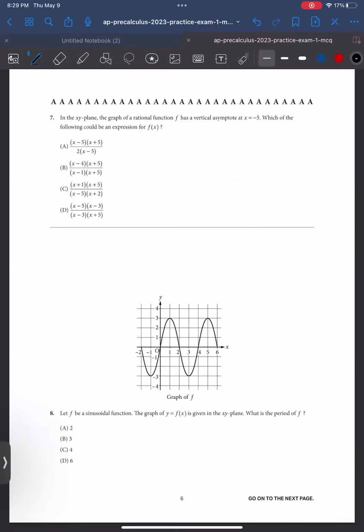All right. Number 7. Man, we're flying through these questions. This is an easy test. In the xy plane, the graph of a rational function f has a vertical asymptote at x equals negative 5. Which of the following could be an expression for f of x? Okay, so what are we thinking?